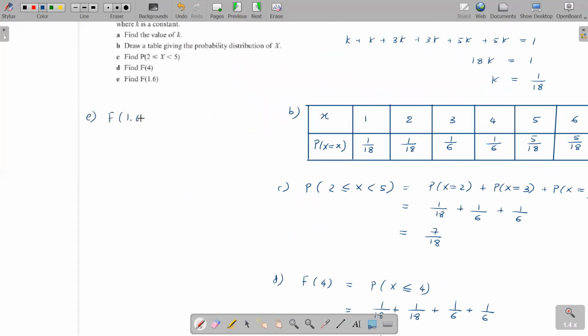And then the last part, part E, F of 1.6. How do you get F of 1.6? In other words, it's the probability X is less than or equal to 1.6. You have a discrete distribution table here. Do we have X values for 1.6 here? No. So you have X value 1, which we can take. Can I take the probability X is equal to 2? No, it should be less than or equal to 1.6. So in other words, this is directly the probability that X is equal to 1. That's the only probability that satisfies here. None of the others do. So the answer will be 1 over 18. Okay, so that's the answer for part E.